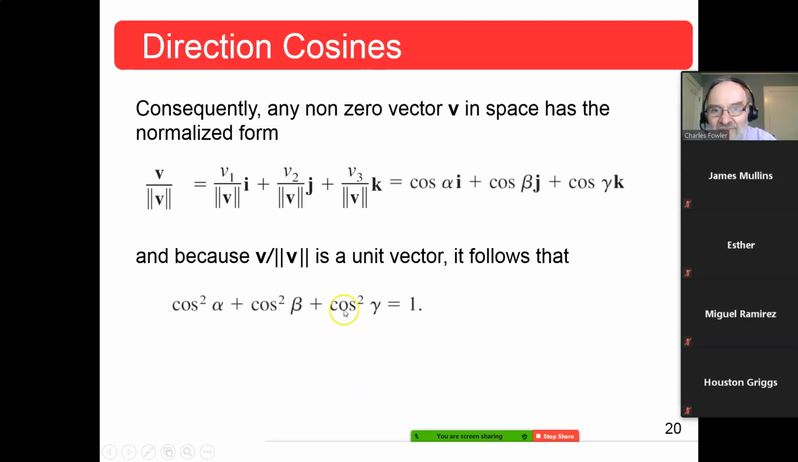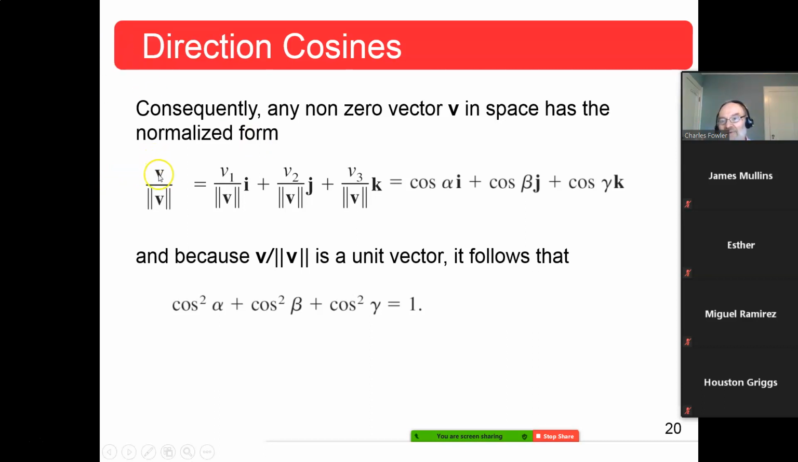Consequently, any non-zero vector v in space has the normalized, now here's that term again, normalized form. When we say a vector is normal to a line or a plane, that means perpendicular. Here, when saying normalized, that means reduced to the unit vector. Normalized means you're reducing it to a comparative quantity of 1.